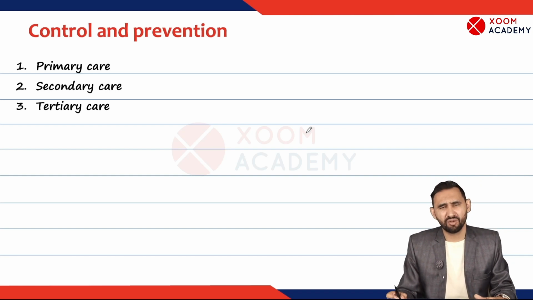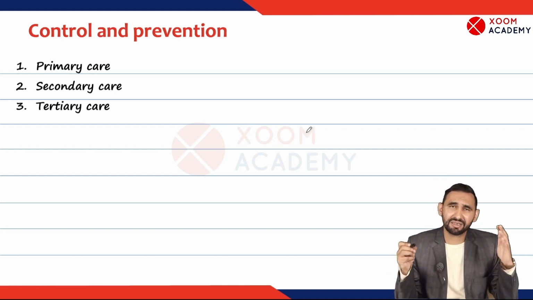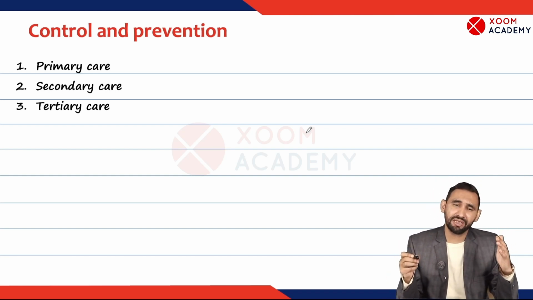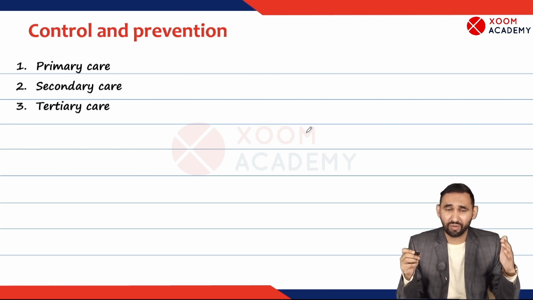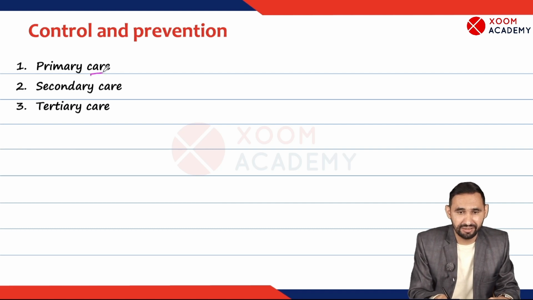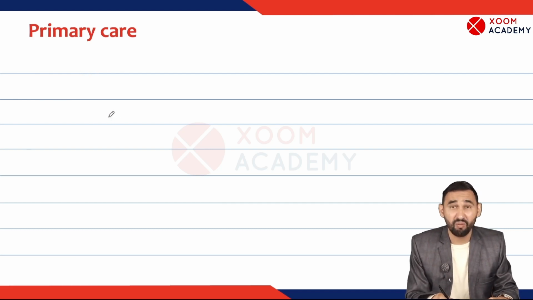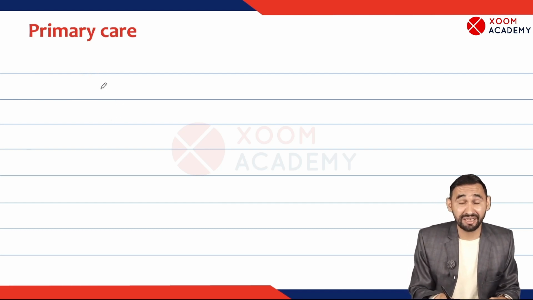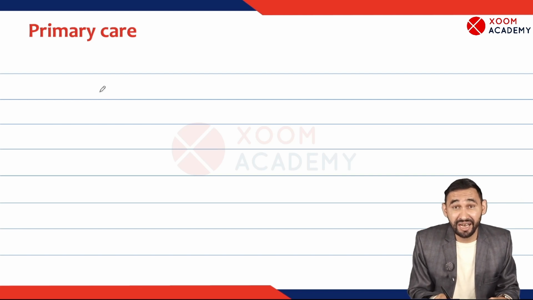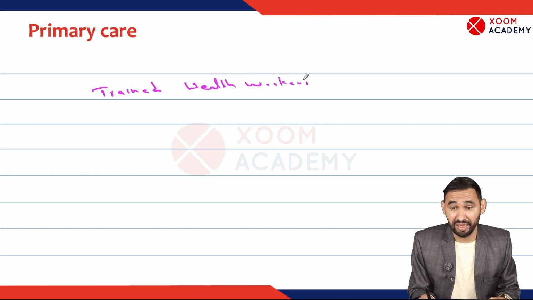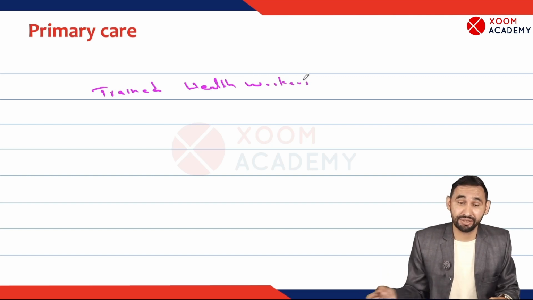How can we control blindness? There are certain control and preventive measures available to treat or control blindness. There is primary care, there is secondary care, and there is tertiary care. What is primary care? Trained healthcare workers are required, to educate people regarding blindness and to monitor their eyes and their vision.